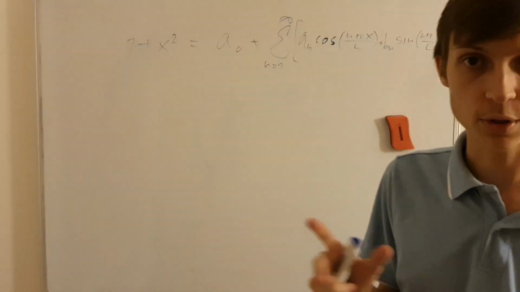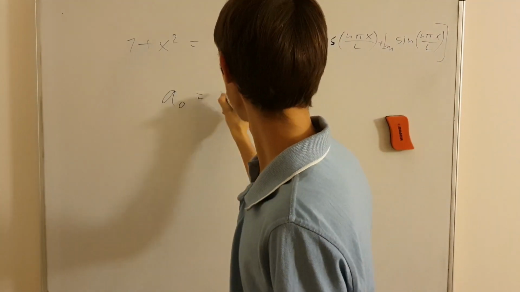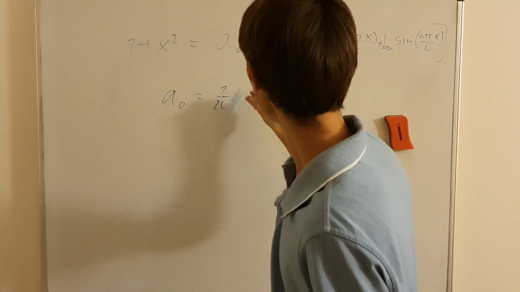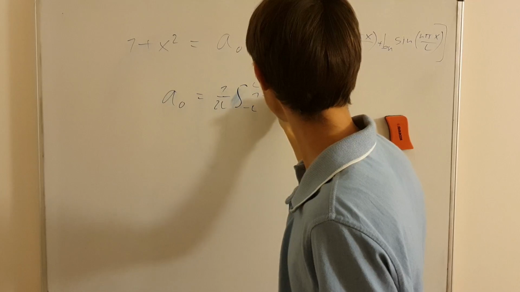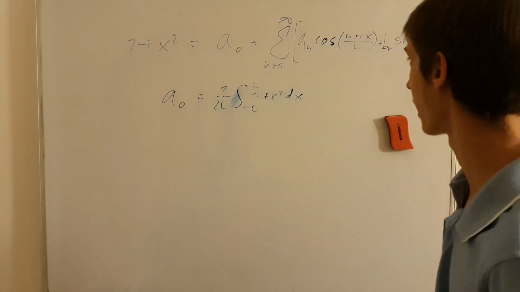It will be the shortest expression. Actually, I might leave it there, just it doesn't take up too much space. I can leave it there for now. So it's 1 over 2L times the integral from minus L to L of the function 1 plus x squared dx. And by the way, it will be probably the easiest part to get.